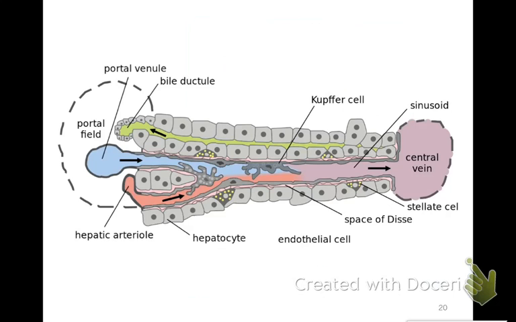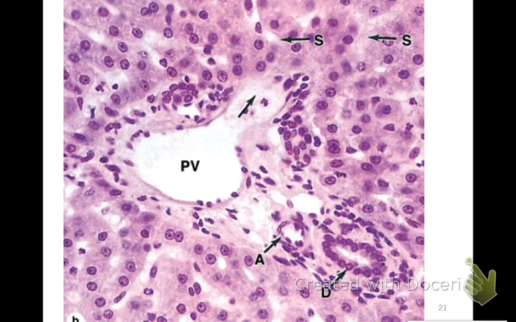Another great illustration. And then here is the same illustration that we saw earlier, and we have the bile ductule, and you can see it is flowing in the opposite direction, going towards the bile ductule. And then we've also seen this as well, and I just wanted to show you it again to point out the cuboidal epithelium of the bile ductule.